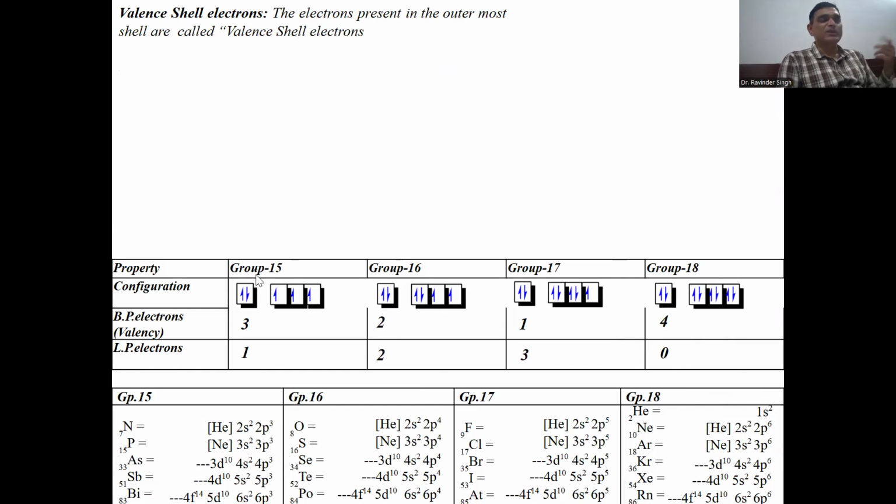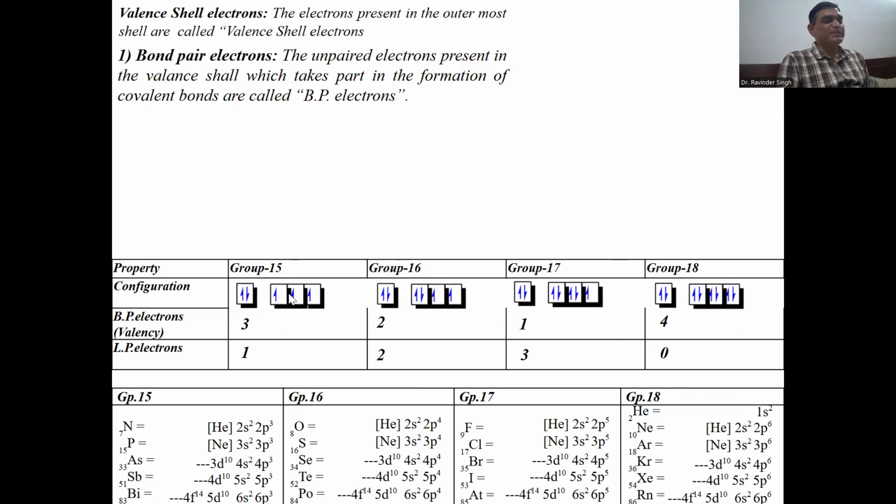And these valence electrons are of two types. Some electrons are present in unpaired form, others present in paired form. The electrons which are present in unpaired form, which can take part in the formation of covalent bonds, are called the bond pair electrons. So the first type of valence electrons are bond pair electrons. Means the unpaired electrons present in the valence shell, which take part in the formation of covalent bonds, are called the bond pair electrons. You can see this in these examples.